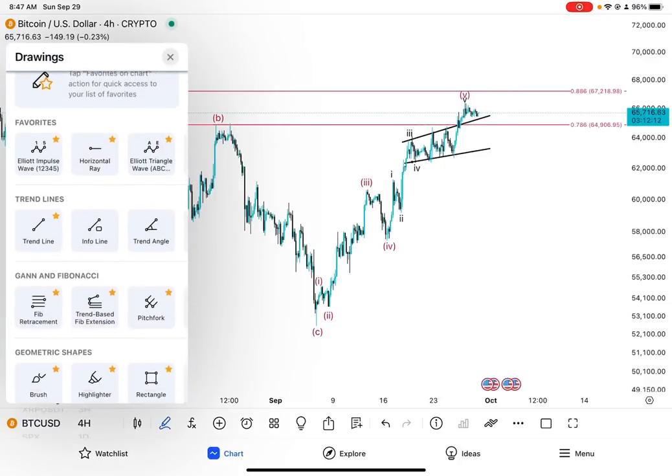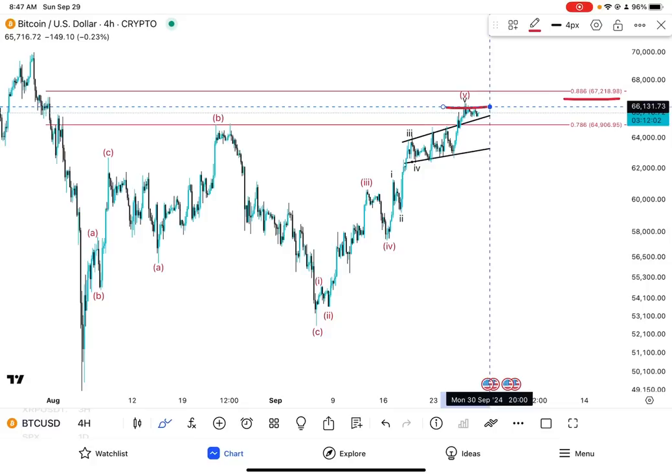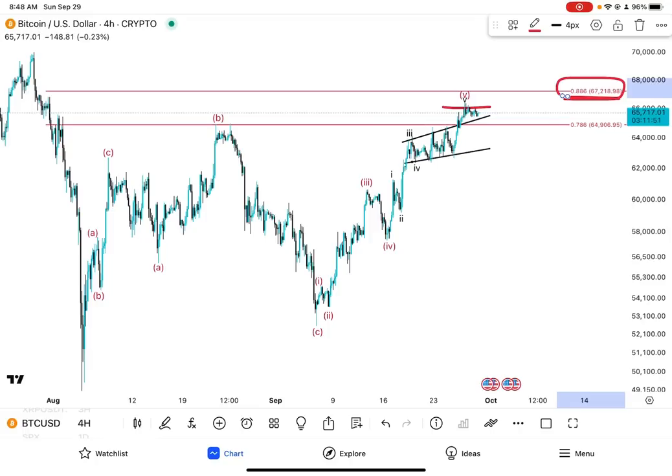So as long as we're below 67,218 on the daily time frame, then we must assume that this is the top. Okay, because we have an ending diagonal and we were unable to get above 67,218. Moreover, we did this on declining volume.